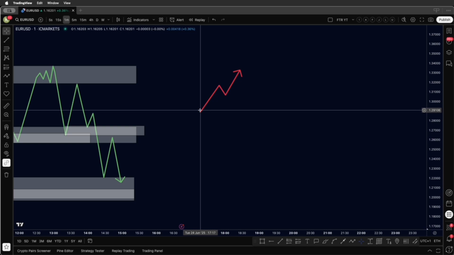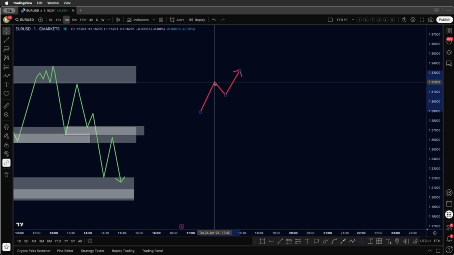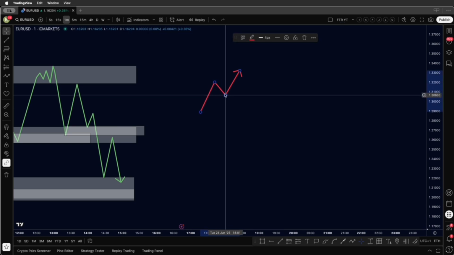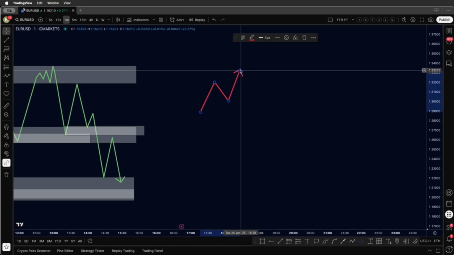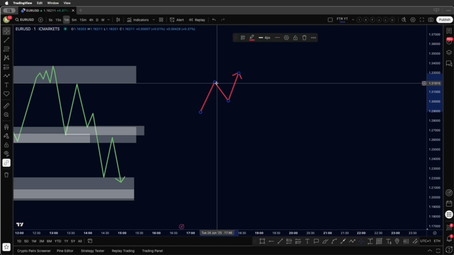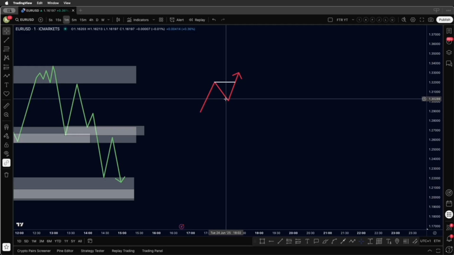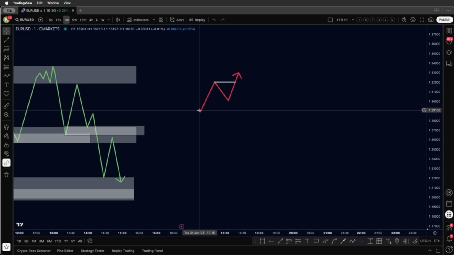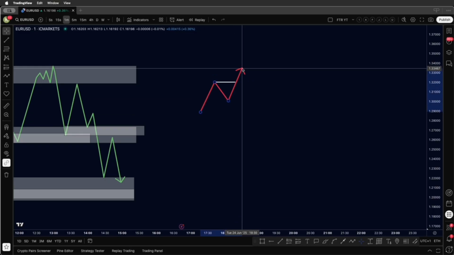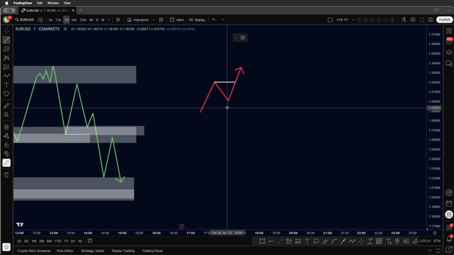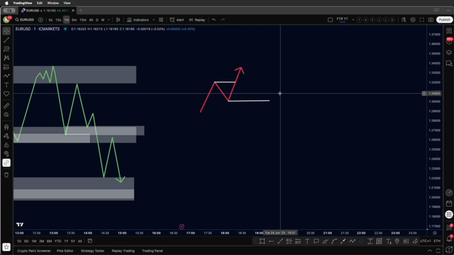You've got a starting point right here, you've got a high point, and then you get price coming down. And then if we break the high, that's going to be classed as a break of structure, and that will then confirm this as a higher low. So that being a low, this being a higher low, this now being a higher high, and we'd obviously have these marked up if required.